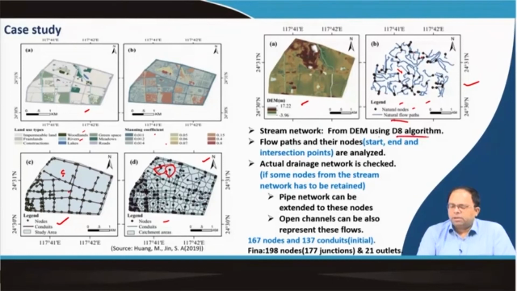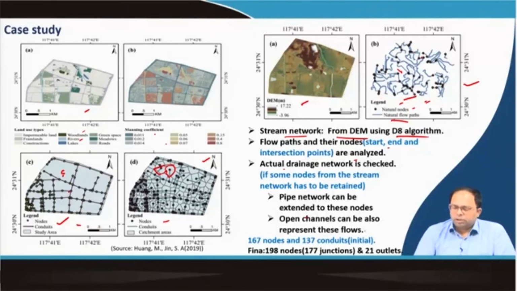The D8 algorithm could be utilized on the DEM, and then the stream network could be determined. Then flow paths and the node start, end and intersection points are analyzed, and the actual drainage network is checked over here. If some nodes from the stream network have to be retained, both of these are combined. The pipe network can be extended to these nodes, and open channels can also be used to represent this flow. That means we can assume that some natural drains could also be put in.